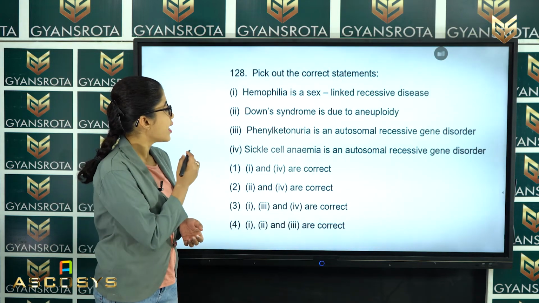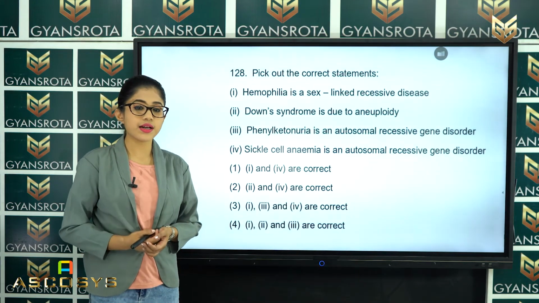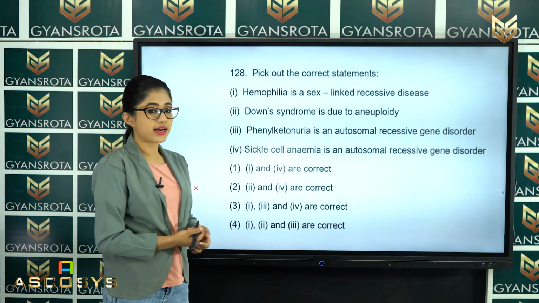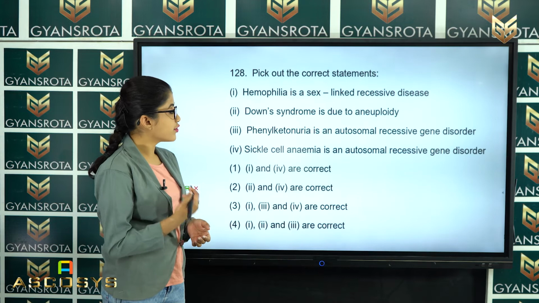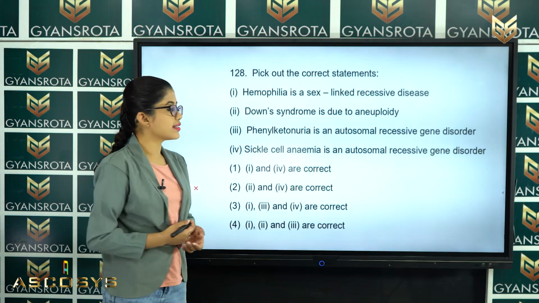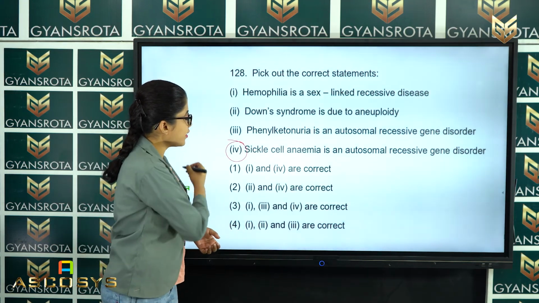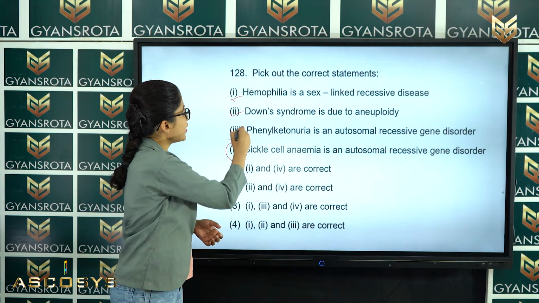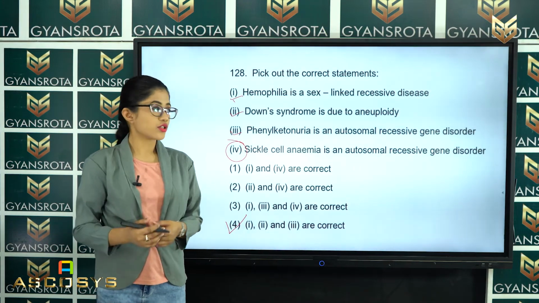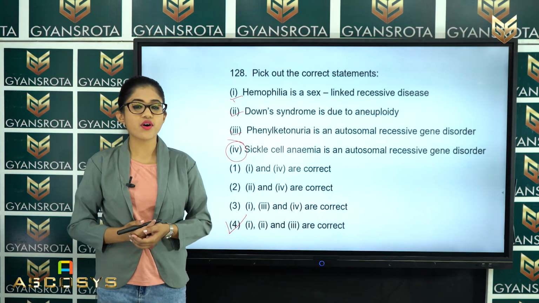Option number 1, 2 and 3 are correct. Hemophilia is a sex-linked recessive disease, that is the correct statement. Down syndrome is due to aneuploidy, that is also a correct statement. And the third statement is phenylketonuria is an autosomal recessive gene disorder, whereas statement number 4 is sickle cell anemia is an autosomal recessive gene disorder. So, this option is incorrectly written, whereas options 1, 2 and 3 are the correct answer. So, the 1, 2 and 3 statements are the correct statements of this question. Alright. Now, let us move on to the next question.